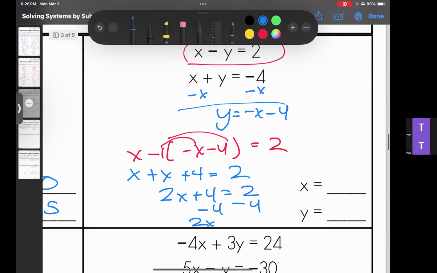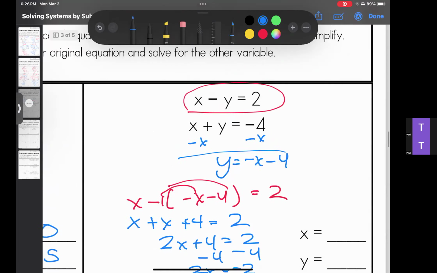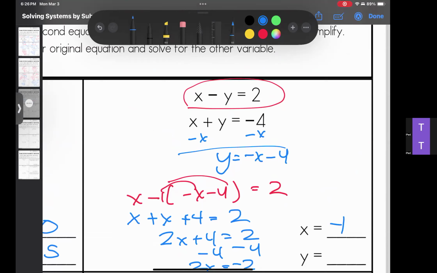We have 2x equals -2. X is equal to -1. Love that. And then we're going to plug it in. Which one did we use? We use this one. So if we say x is equal to -1, -1 plus y equals -4. We're going to add 1 to both sides. Y is equal to -3. And then if we plug it in, is -1 minus -3, 2? Yes, because of that keep change. Life is good. Life is good.